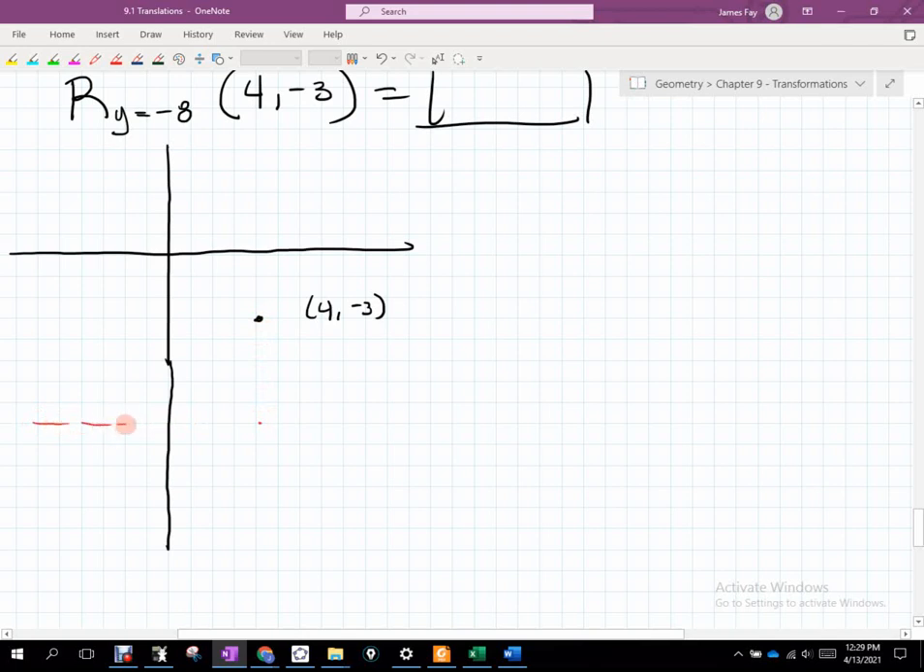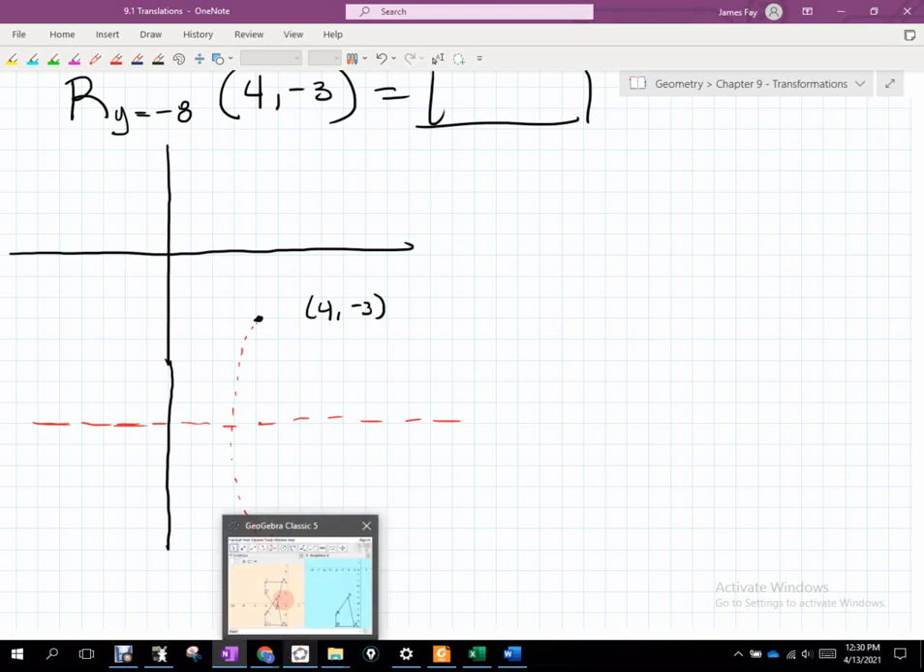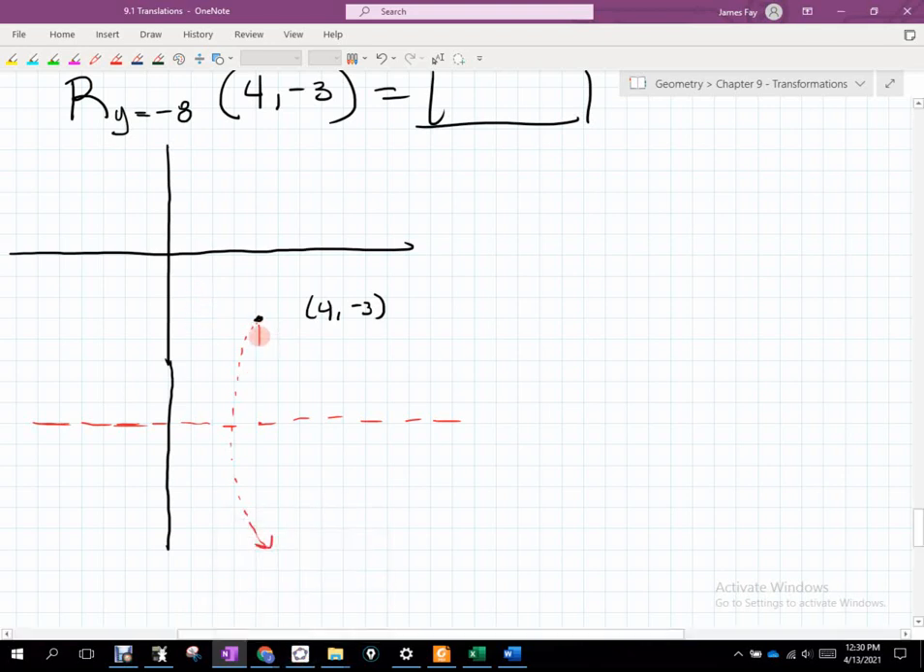So this is going to be essentially my axis of symmetry. That's going to be the line that we fold this entire plane on. And if I fold on this, doesn't it make sense at that point it's going to come down here somewhere? Now distance-wise, that distance right there is how big, if this is y equals negative 8?